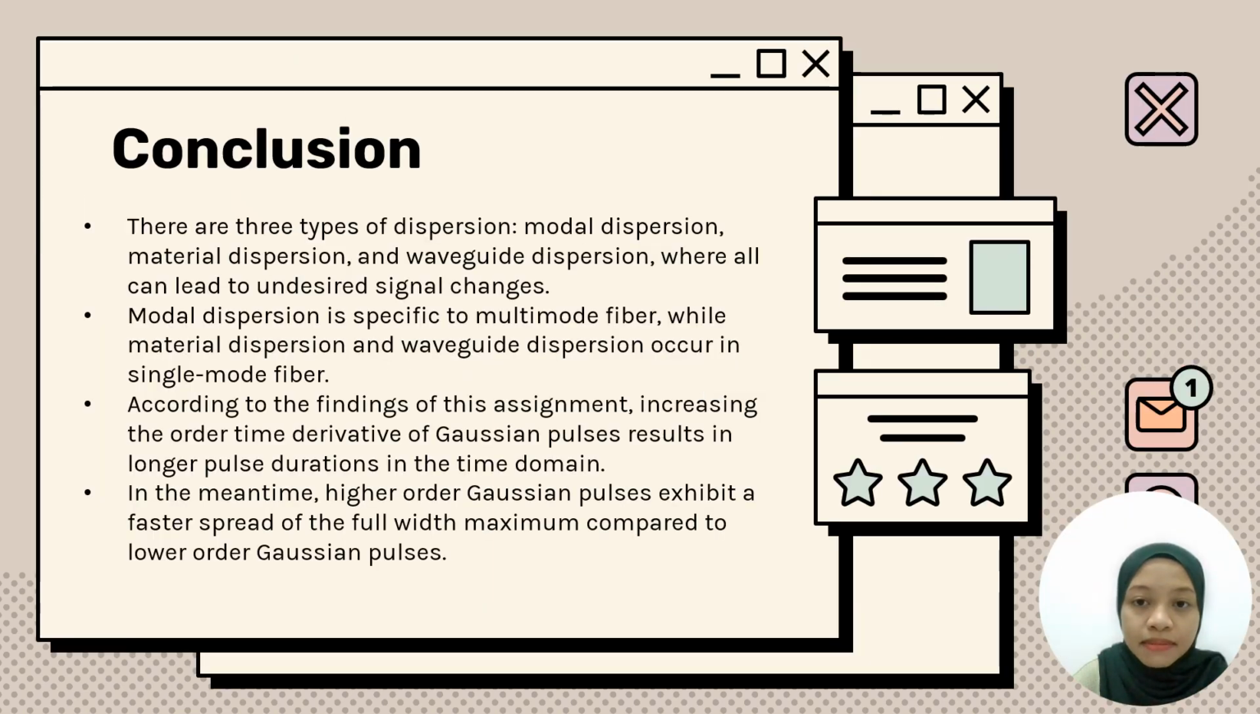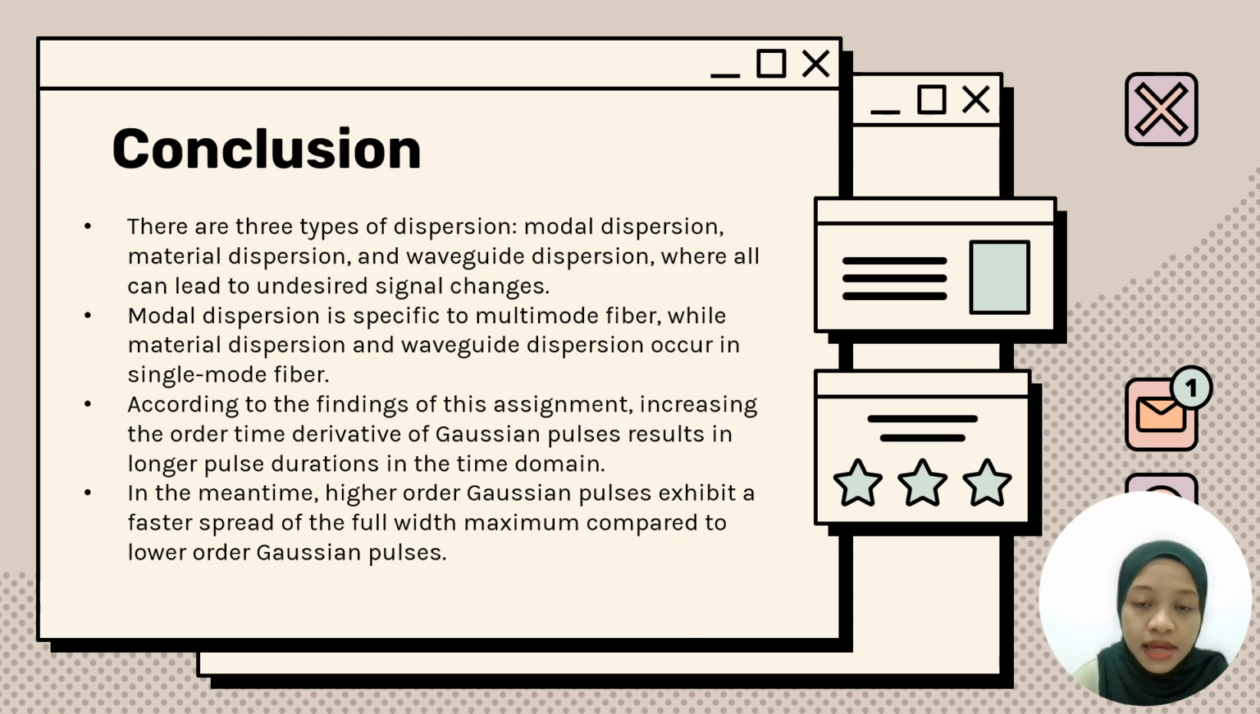This assignment has helped the students to understand the effect of dispersion on optical systems and how to mitigate these effects. To conclude, there are three types of dispersion, which are modal dispersion, material dispersion, and also waveguide dispersion, all of which can lead to undesired signal changes. Modal dispersion is specific to multimode fiber, while material dispersion and waveguide dispersion occur in single-mode fiber.